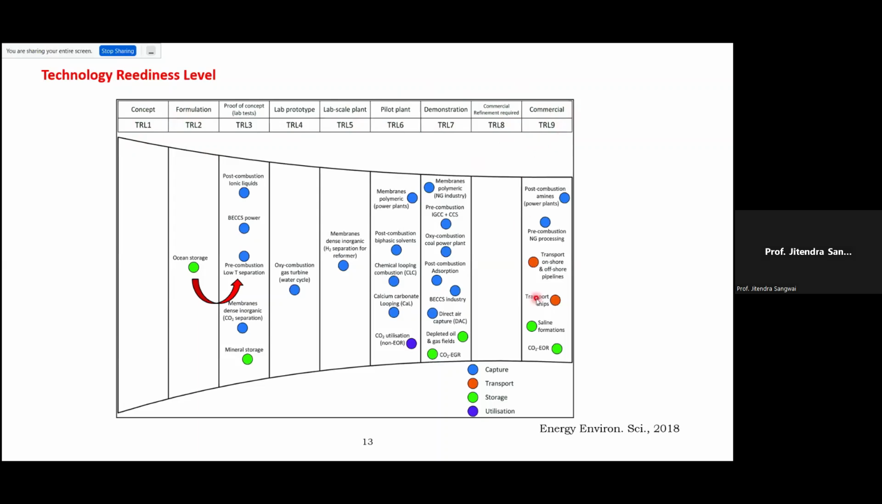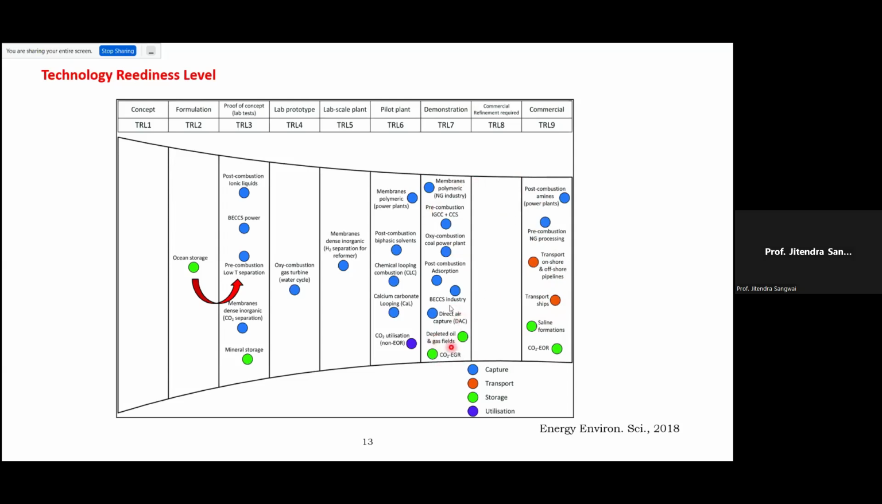If you look at commercialization, various methods are very well commercialized. For example, CO2 sequestration for onshore applications, specifically for enhanced oil recovery, is very well commercialized. You can use saline formations to store CO2, also very well commercialized. You can transport CO2 in liquid form by ships, so that has also been done. Transport onshore and offshore through pipelines is also being done. Pre-combustion capture in natural gas processing is also being done. Post-combustion capture at power plants using amines is also being done. There are various methods which have been done on a demonstration basis.